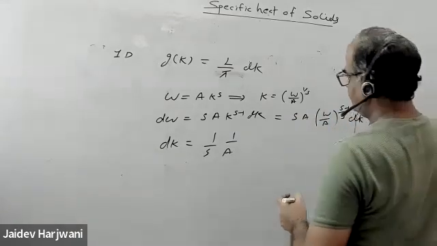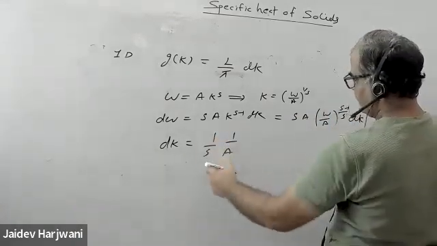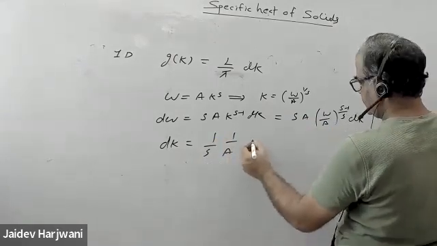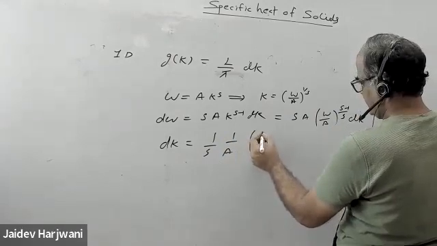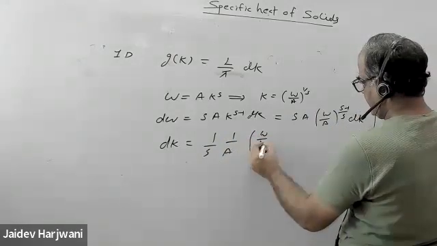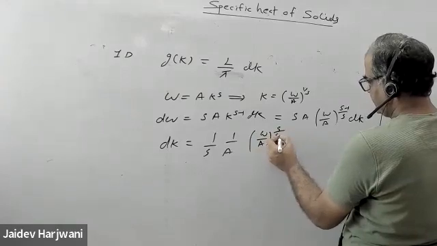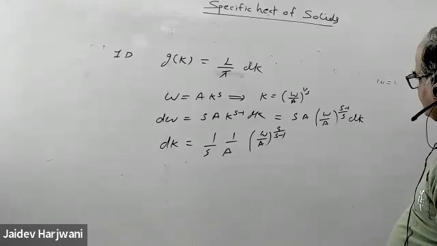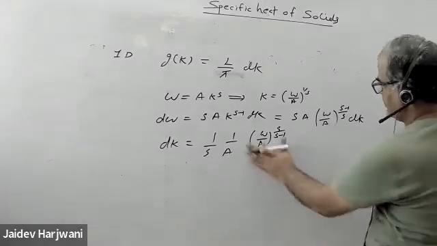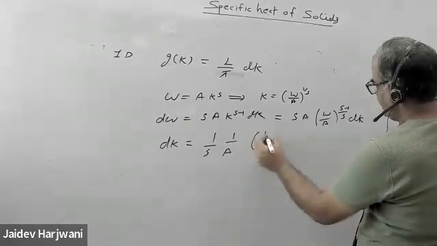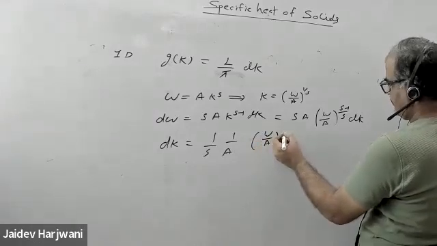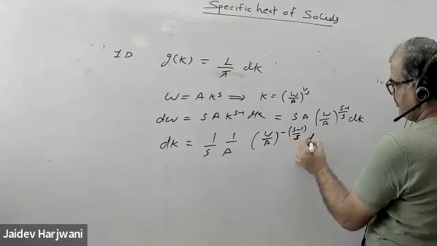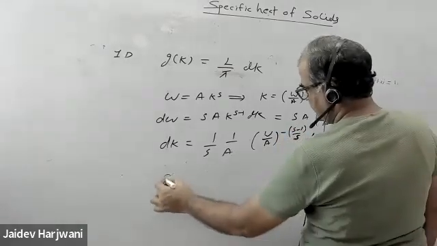Now dk will be 1 by s, 1 by a, and this becomes opposite, so this will become s omega by a. Okay, can I write it like this, s minus 1? Can we write it like this? So if this goes to the bottom, and if you take minus, s minus 1, s d omega. Okay, so this will become.